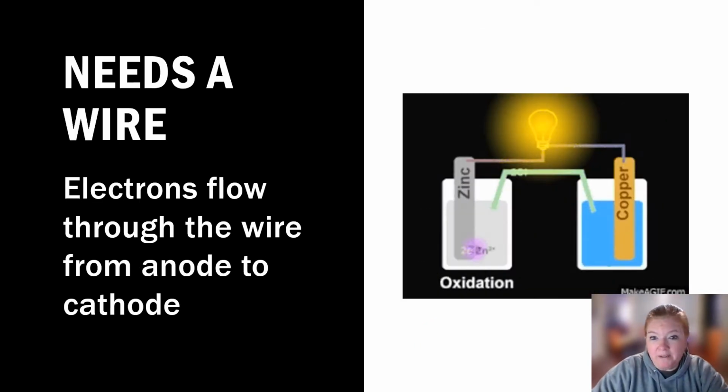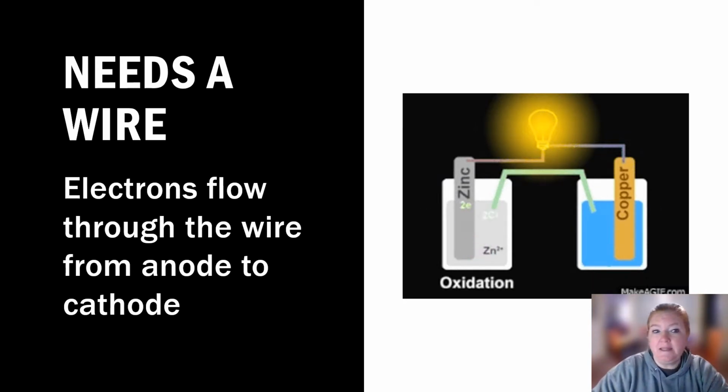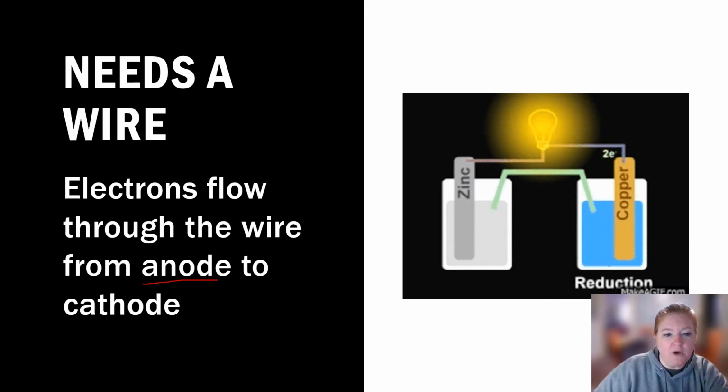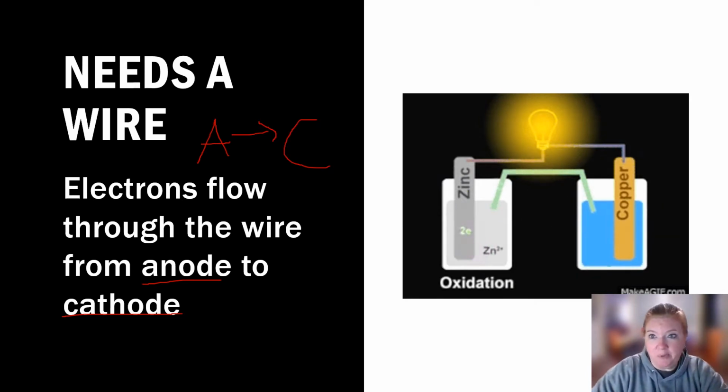It needs a wire. Well, we have to have electricity, so we need a wire. And the electrons are going to flow through the wire. And the electrons always flow from anode to cathode. So they flow in alphabetical order. They flow from anode to cathode in alphabetical order.